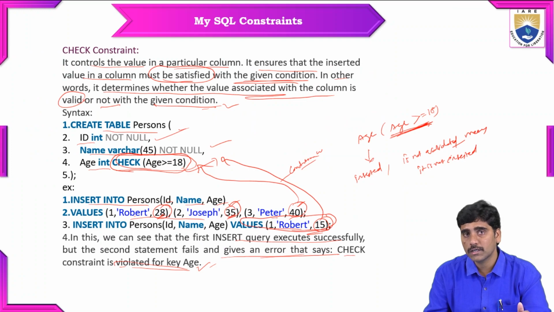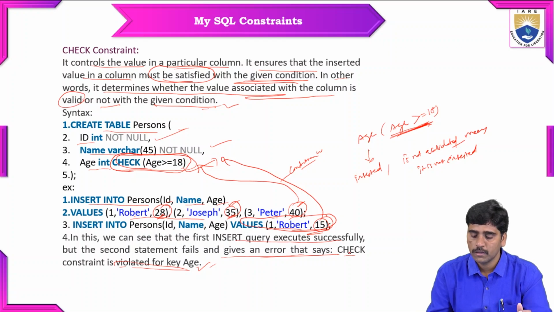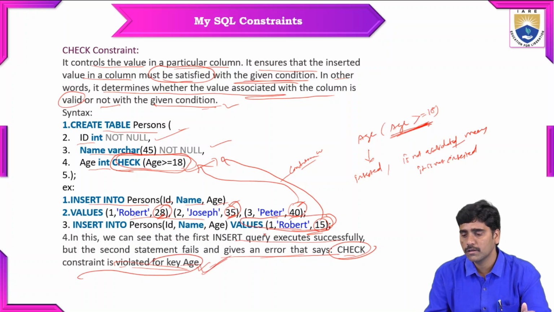And second one, check constraint. It specifies the condition on that particular column. Based on that condition, whenever we try to insert a value, it is validated against the condition, and if it is valid, then the value will be inserted. Otherwise, the value will not be inserted. It shows the error like: a check constraint is violated for the particular age column.